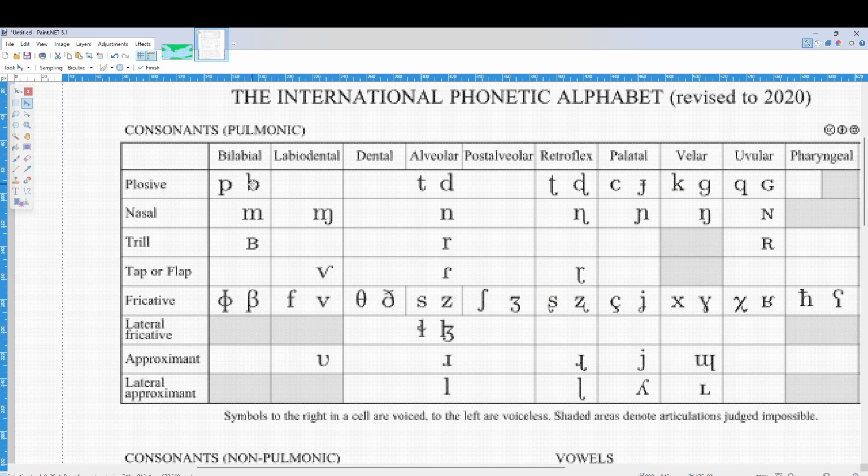in the chart. The one on the left is unvoiced. You don't use your vocal cords when you go p, but you do when you go b. If you just want to try that out, you can do it and then feel your throat and you'll feel it vibrate, b, b, b, b.